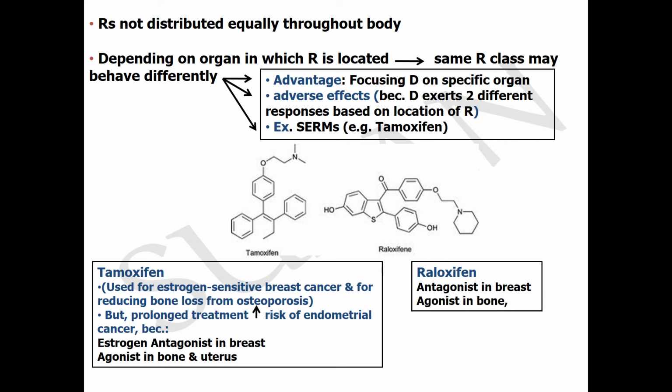Another selective estrogen receptor modulator is raloxifene. Raloxifene can act as an antagonist in the breast and therefore is used for estrogen-sensitive breast cancer, and as an agonist in bone for osteoporosis, and therefore it has fewer side effects and a lower risk of uterine cancer.